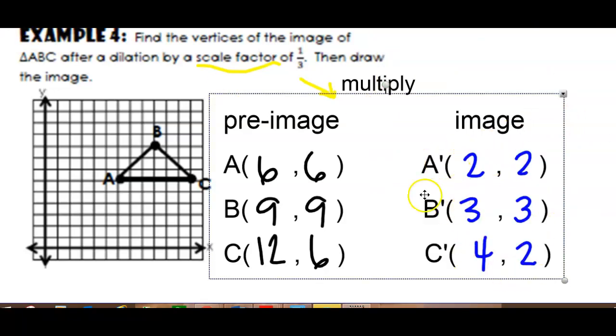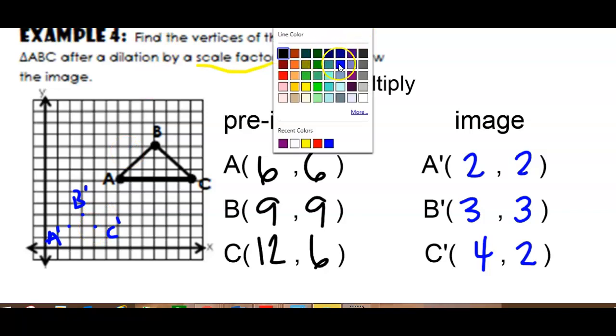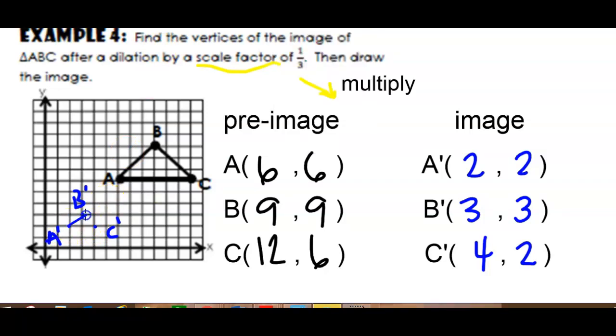Here are our new prime, A prime, B prime, C prime image points, and then we need to go ahead and graph them. So as you can tell, this really shrunk. I'm going to use the line tool real quickly to connect these teeny tiny points. But if you did this correctly, you would notice that, okay, my numbers got smaller, so my triangle got smaller. My scale factor was a fraction, so again, I know that my image should have been smaller.